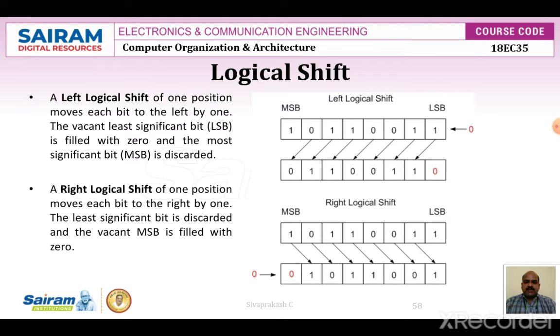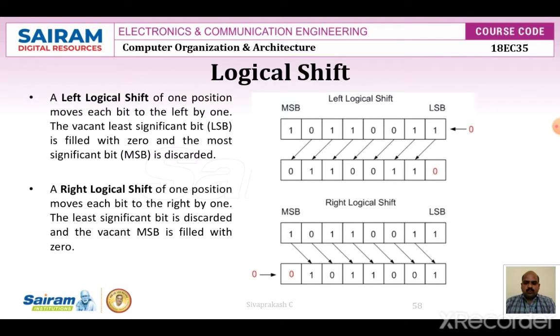If you look at the example, an input of 0 is inserted, so 0 becomes the first bit in the LSB position, and the bits move towards the MSB. Finally, the most significant bit, MSB, is discarded. This is called the logical left shift.